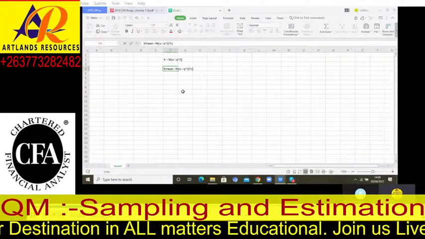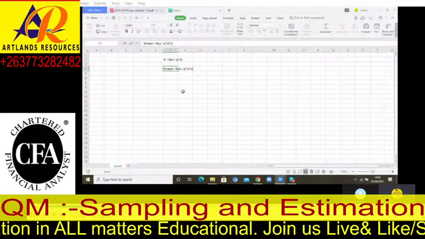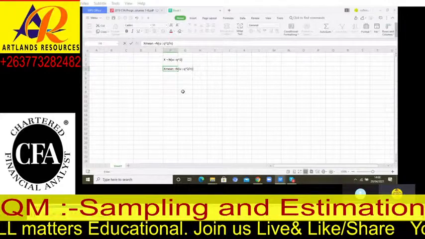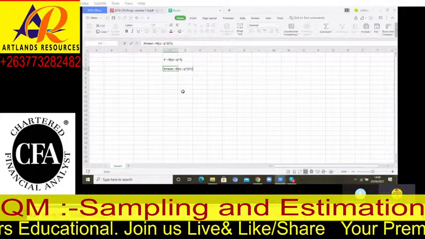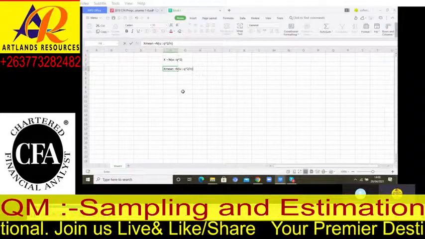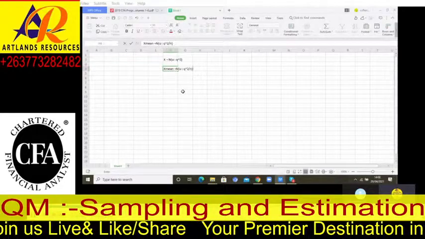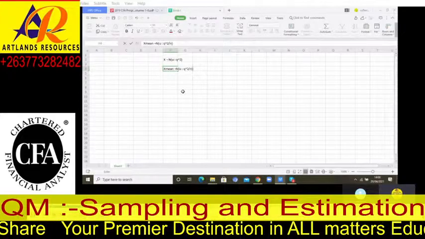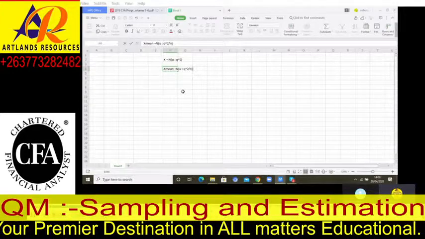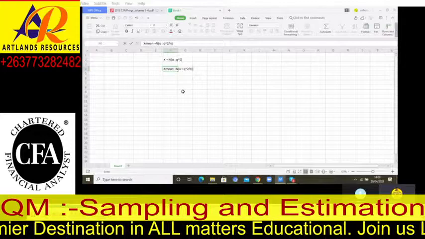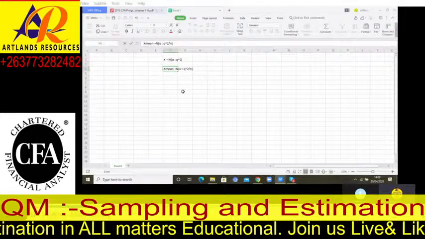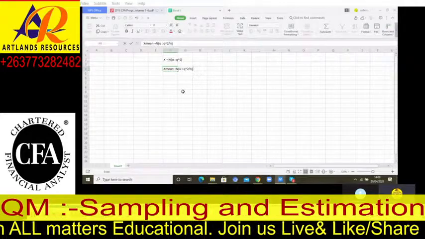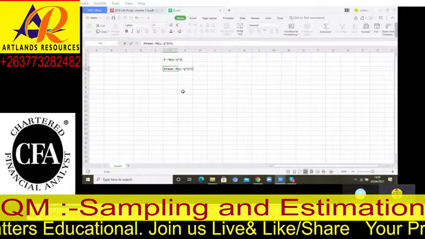Let me repeat: if large samples of size n are taken from the same population with mean mu and variance q squared, then the distribution of the sample mean, meaning on each sample you were calculating the mean, will also have the same mean as the population, but its variance will be the population variance over n.